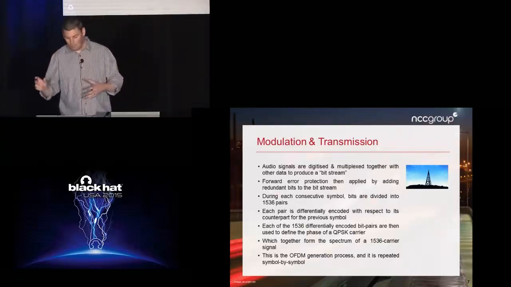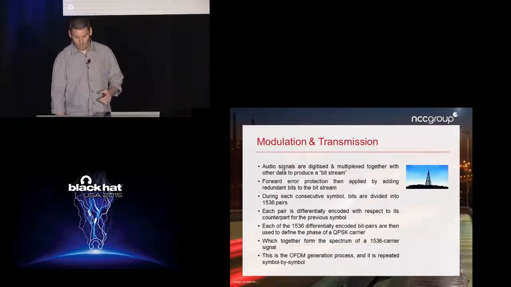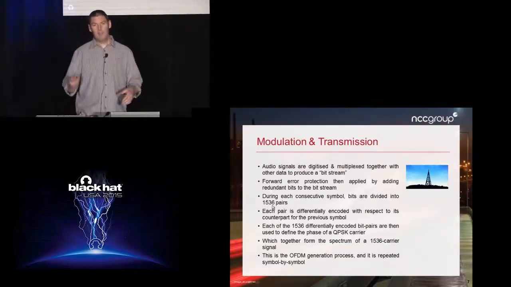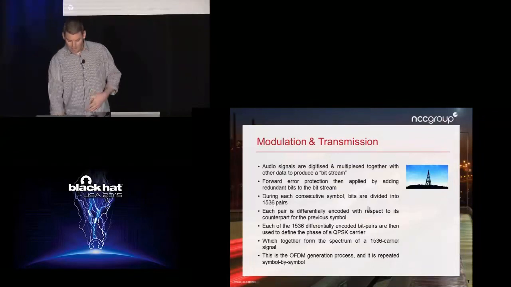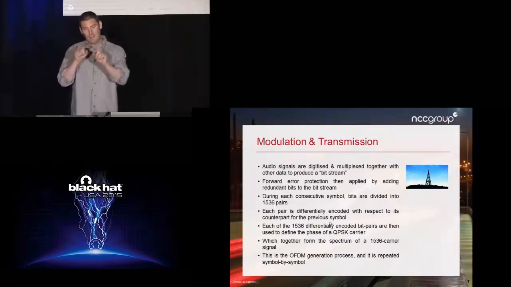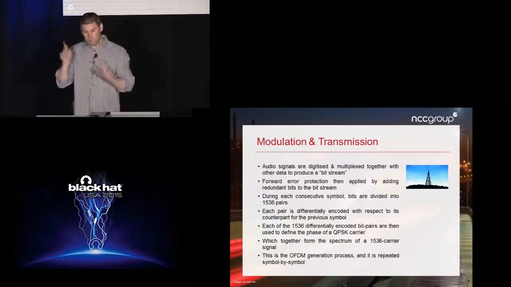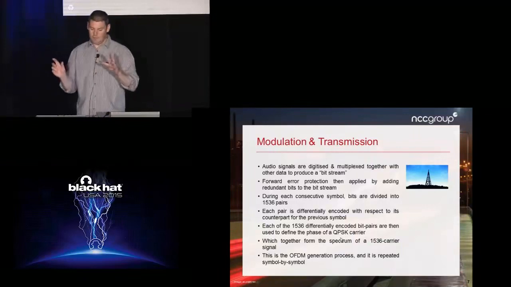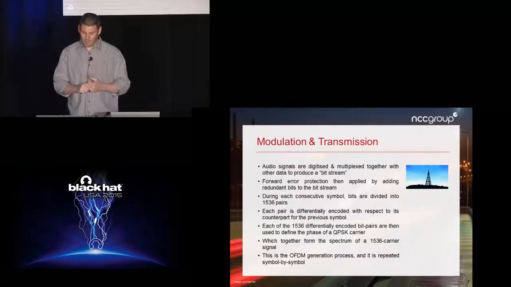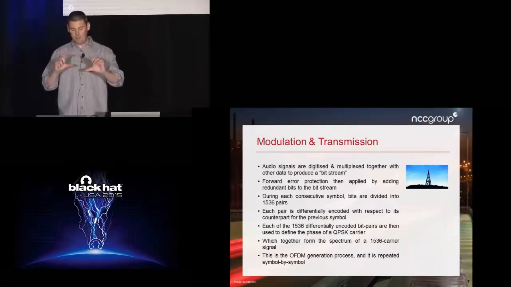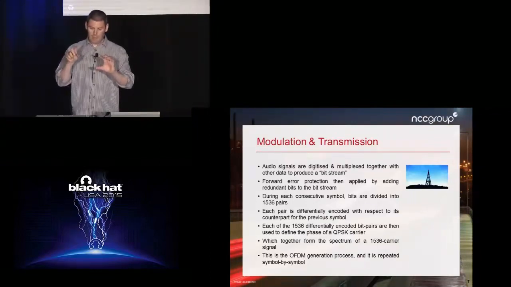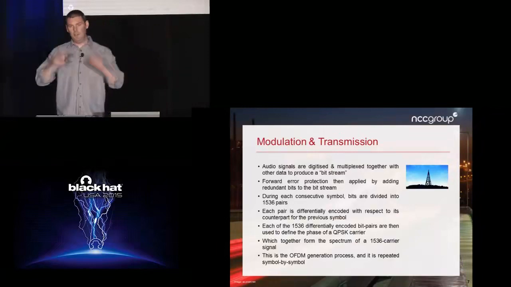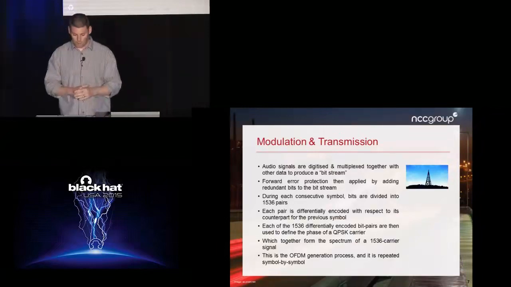For each consecutive symbol, the bits are divided into those 1,536 pairs, which are encoded differentially, so based on the previous symbol. And then each of those differentially encoded pairs of bits are used to define the phase of that QPSK carrier. So like I showed in the phase diagram, those are the bit pairs, and you specify the different phase for each of those within the modulation scheme.